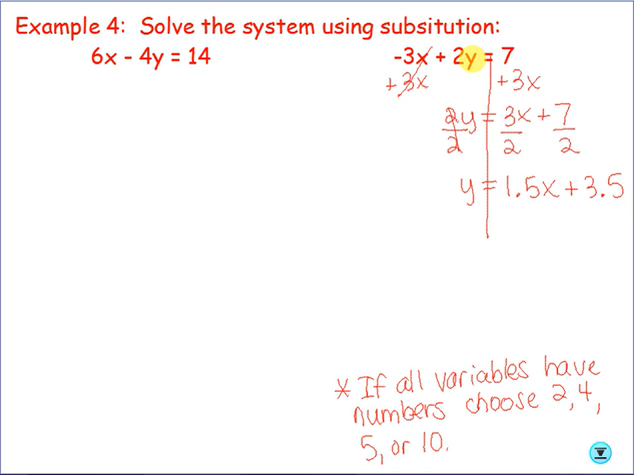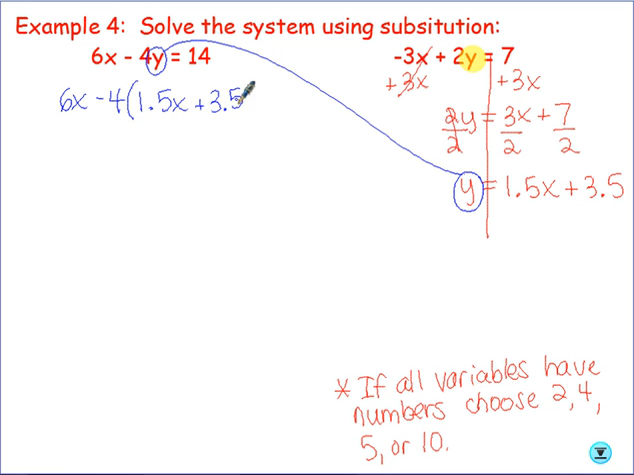Time to play. Connect the dots. Circle the y. Come over here. Circle the y. And connect them. Let's see what we're left with. 6x stays. Minus 4 stays. Y changes to parentheses. We're going to put this mess inside the parentheses. 1.5x plus 3.5, close parentheses, keep the equals 14.